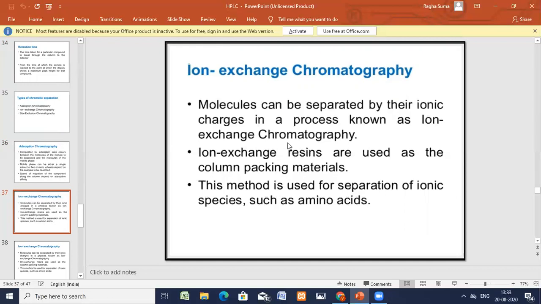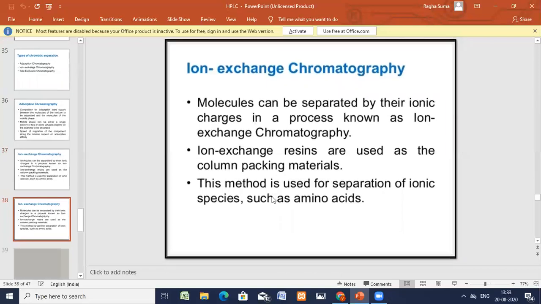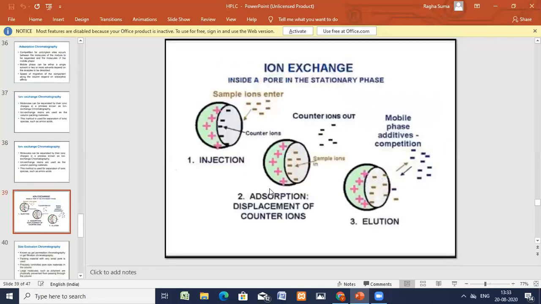Ion exchange resins are used for the column packing, and it is used for separation of ionic species such as amino acids, where you have an amino group and an acid group. Here you can see the ion exchange, ions, plus and minus, counter ions. Here is your injection. Here the adsorption takes place, displacement of the counter ions. Then elution, with mobile phase additives and competition.